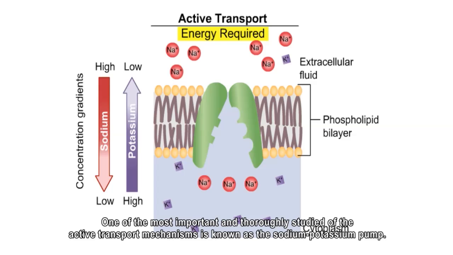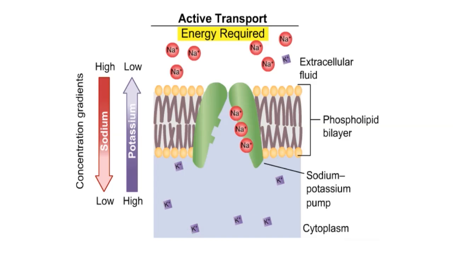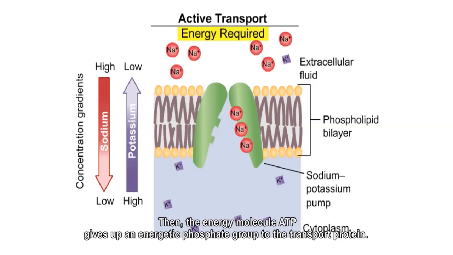One of the most important and thoroughly studied of the active transport mechanisms is known as the sodium-potassium pump. It works in the following way. First, 3 sodium ions located within the cell cytoplasm bind with the transport protein. Then, the energy molecule ATP gives up an energetic phosphate group to the transport protein.